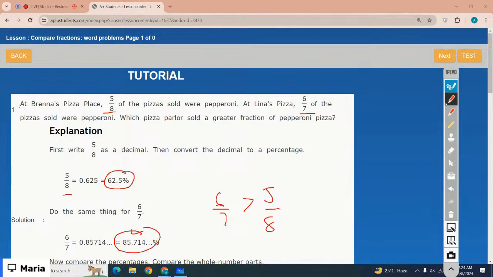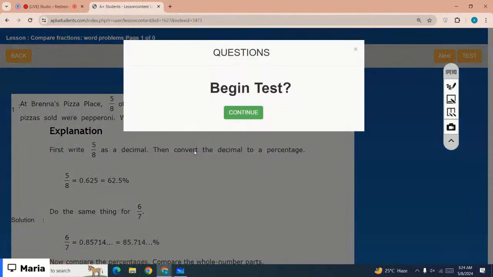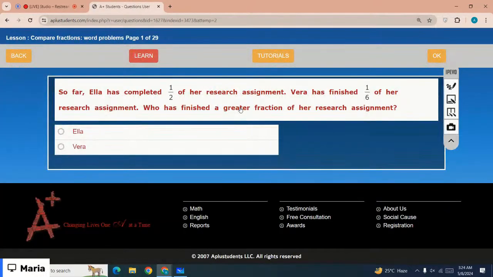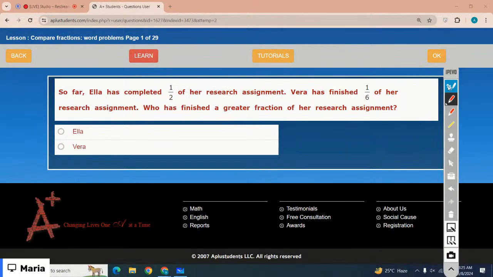Let's just start with the practice question. So far, Ella has completed half of her research assignment. Mira has finished one sixth of her research assignment. Who has finished a greater fraction of her research assignment, 1 by 2 or 1 by 6?